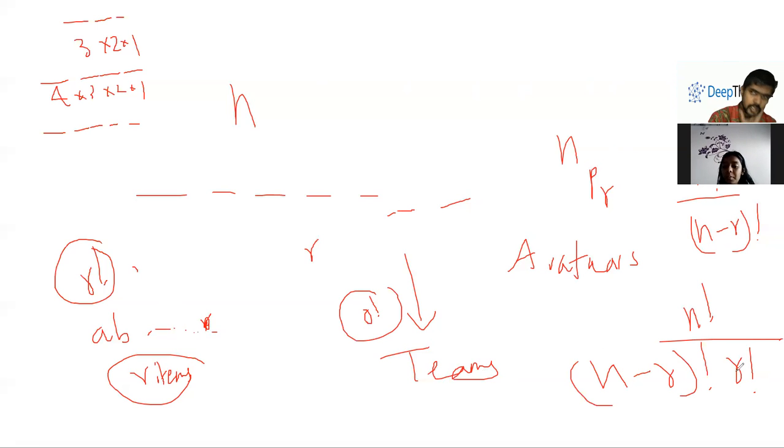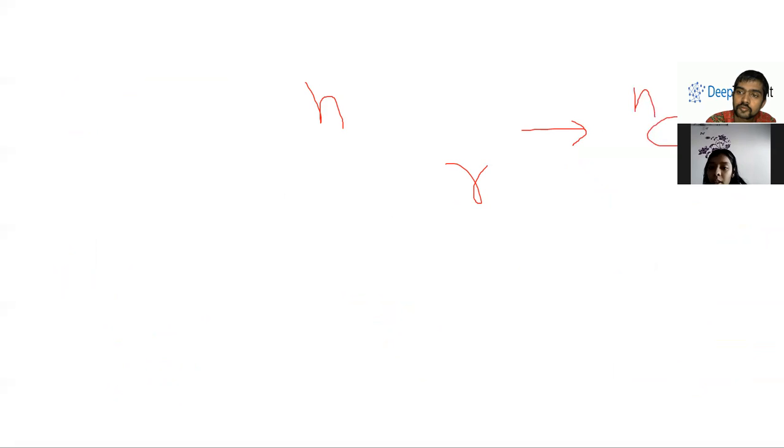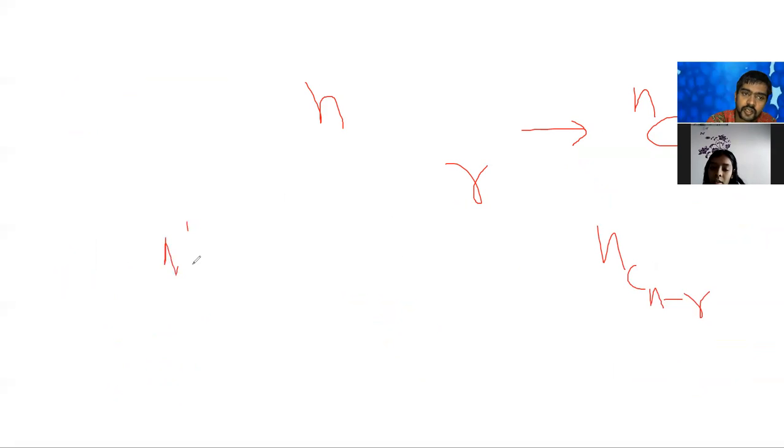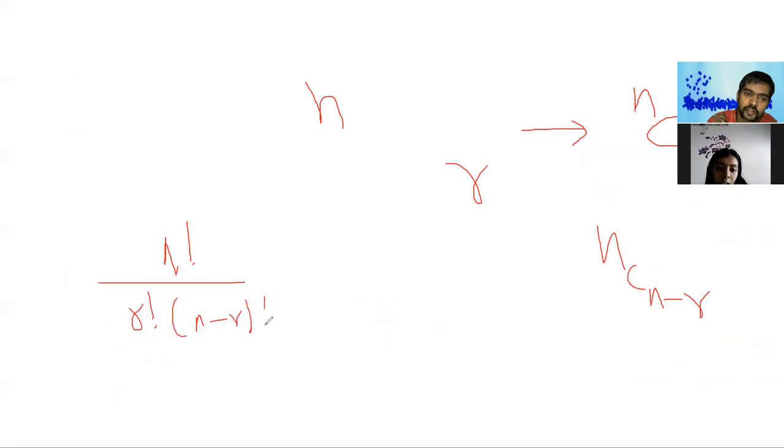Why are you dividing by R factorial? Because you team up R. So if I have N items and you have to choose R items, the number of ways you can choose R items is NCR. But you see NCR and NC N minus R will be equal. You see why? What is NCR? N factorial by R factorial into N minus R factorial, correct?